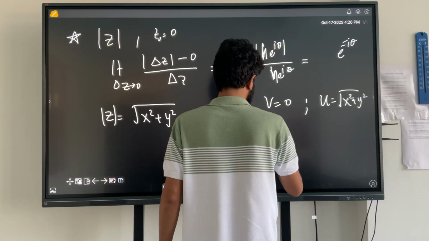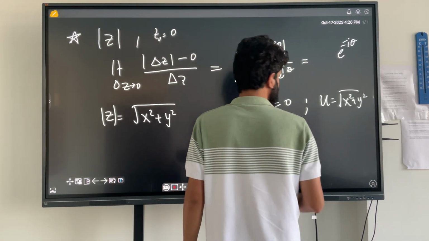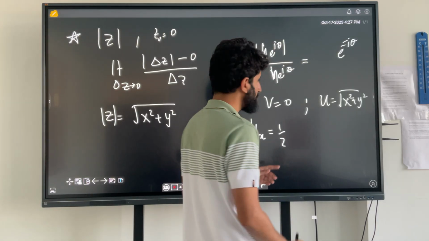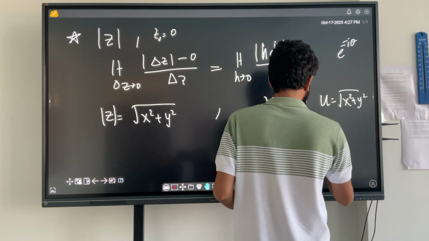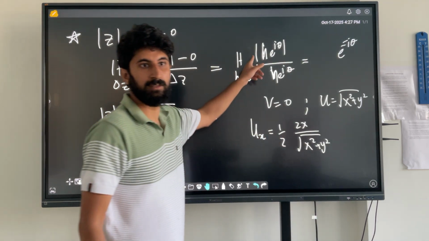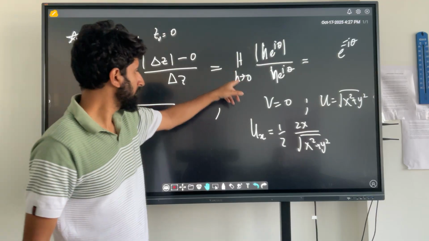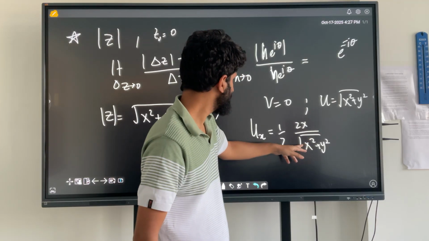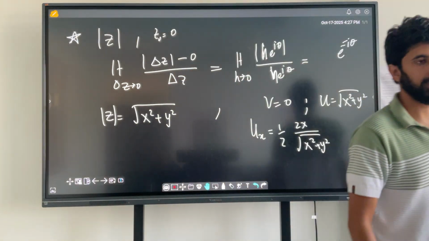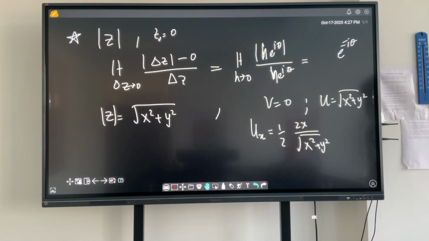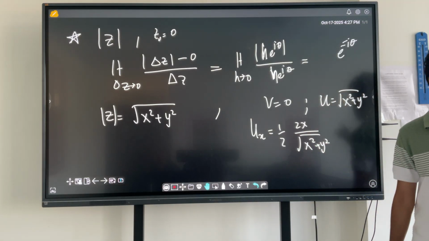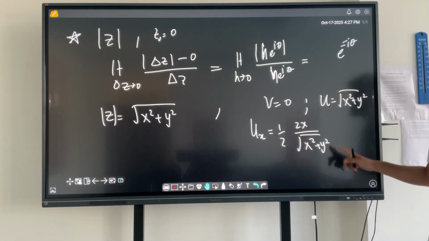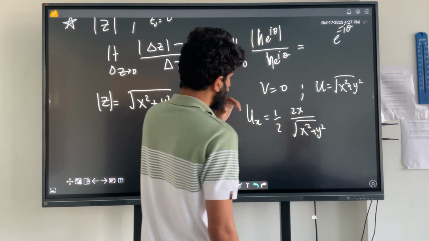What is u_x? It is half times 2x divided by the square root of x squared plus y squared. But we are working there at x equals 0 and y equals 0. If x equals 0, then it just goes to 0, but these are not well defined. We'll give a better example maybe. So will it be 0 by 0?